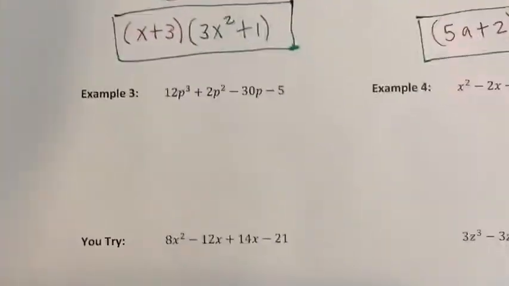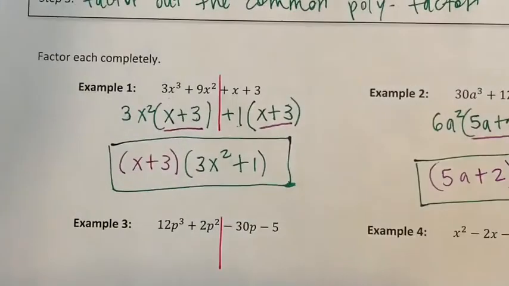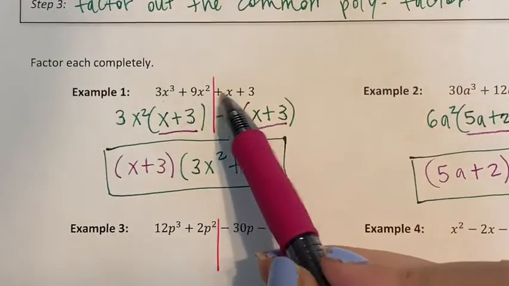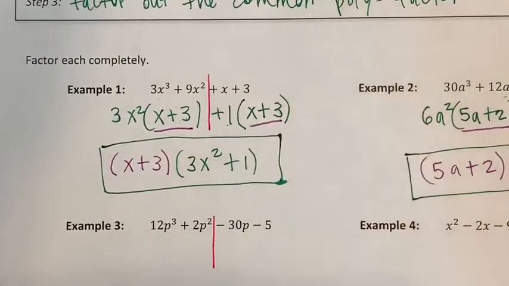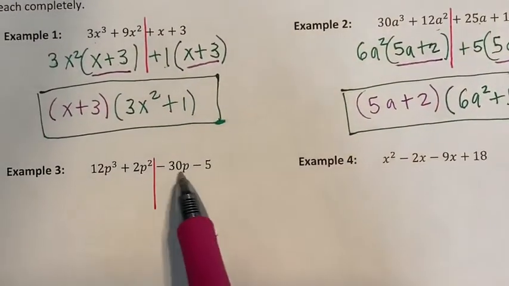All right, example 3, chunk it into 2 parts. Notice with all of these, I'm keeping this third sign with the third term, right? A positive x, a positive 25a here, and then here this is a negative 30p.